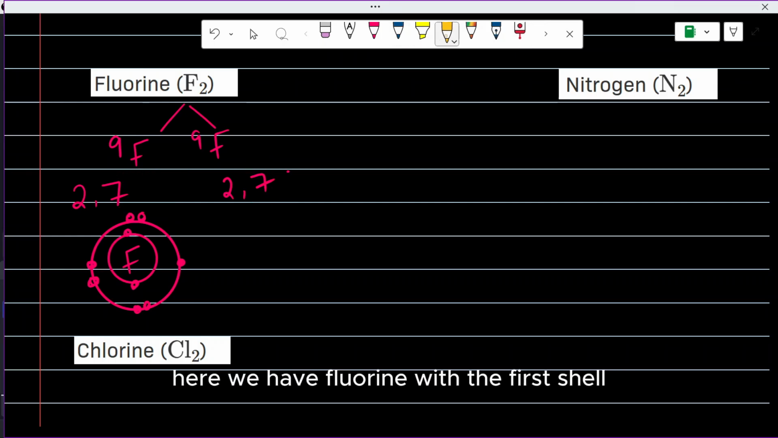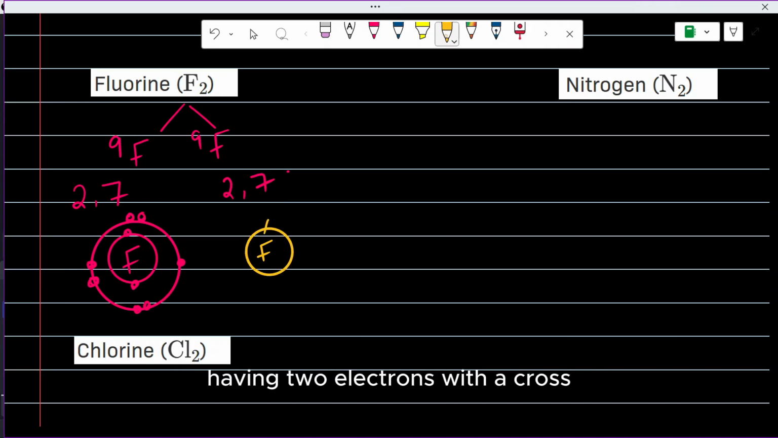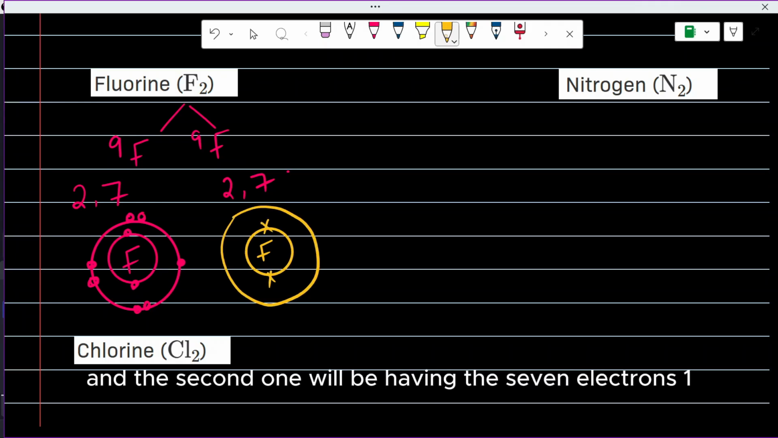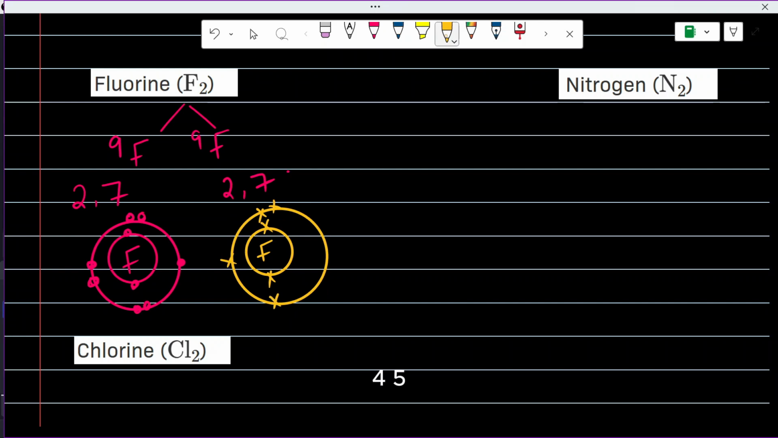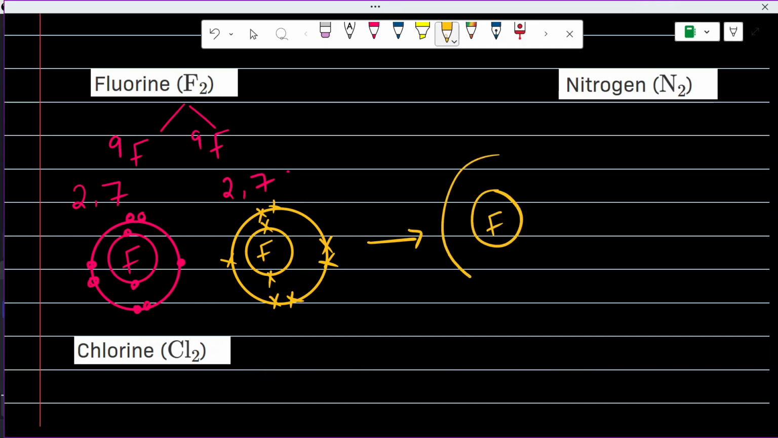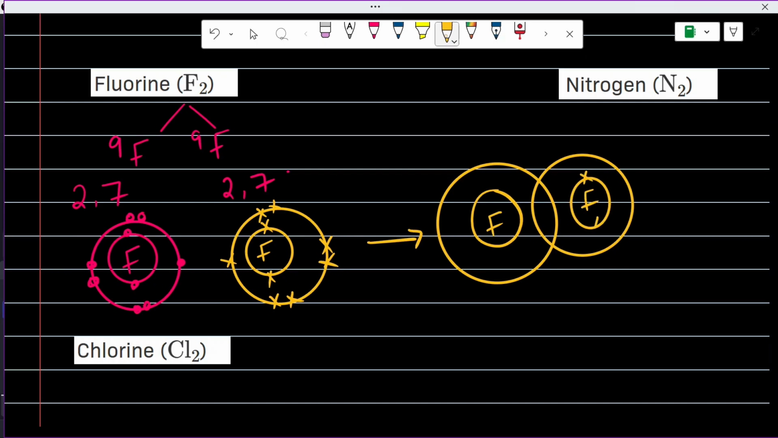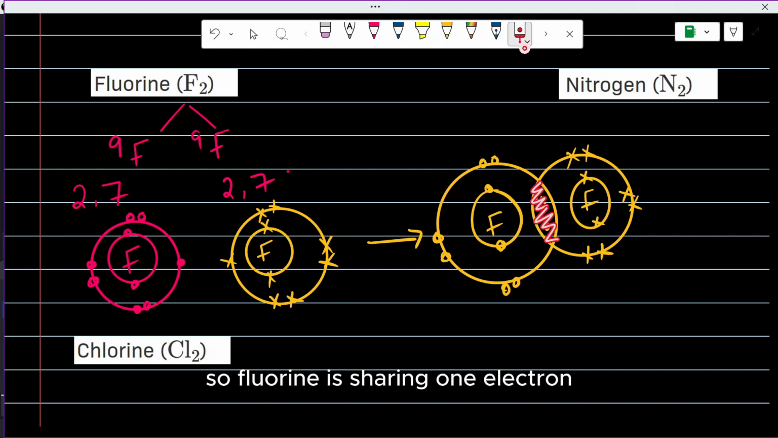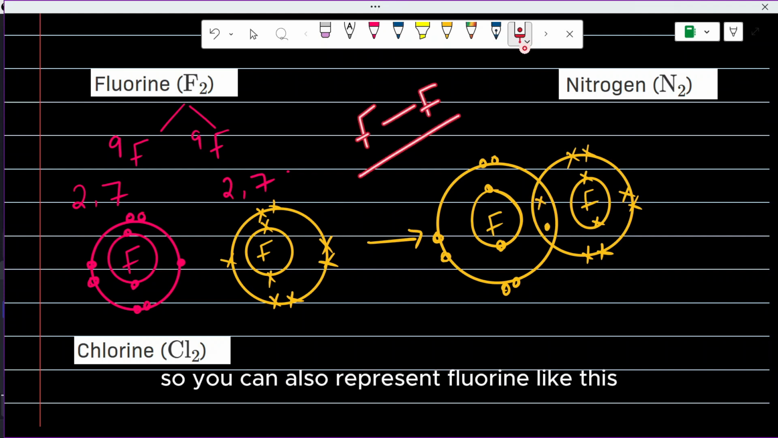Okay, let's say we have another fluorine atom here. We have fluorine with the first shell having 2 electrons with the cross, and the second one will have the 7 electrons. 1, 2, 3, 4, 5, 6, 7. And when they share their electrons together, you will get a structure like this. Okay, so this right there is the shared pair of electrons between the fluorine atoms. So fluorine is sharing 1 electron, so you can also represent fluorine like this with the bond, a single bond, right?